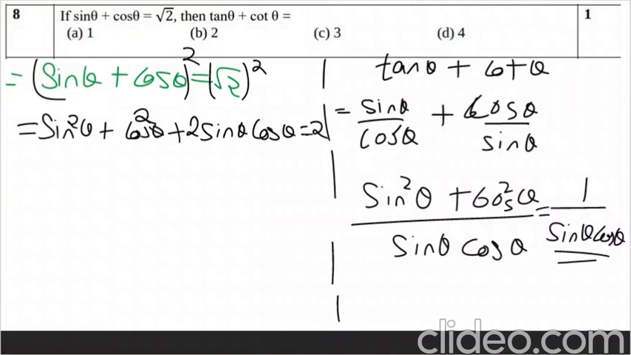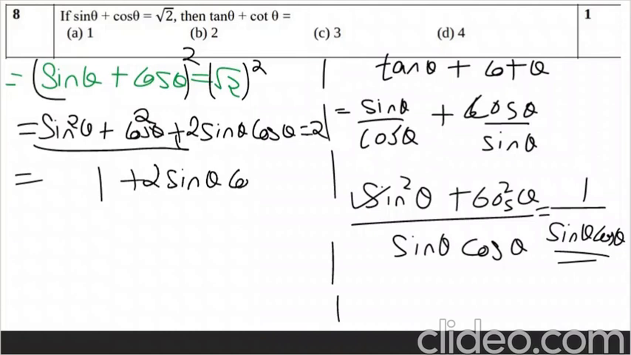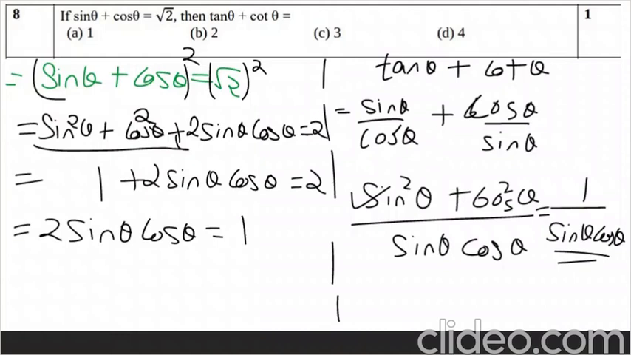Got this? Now, sine square theta plus cos square theta is what? We found it here, that is 1. So this whole thing is 1 plus 2 sine theta cos theta, correct, that equals 2. Now, if I transpose the 1 to the other side, so what will happen? I'll get 2 sine theta cos theta equals 2 minus 1, that is 1. So what is my sine theta cos theta? Sine theta cos theta will be equal to what?